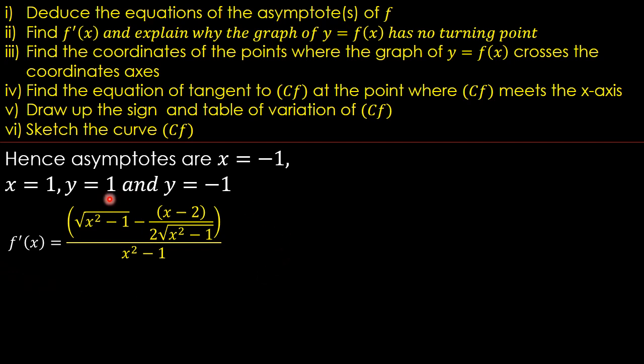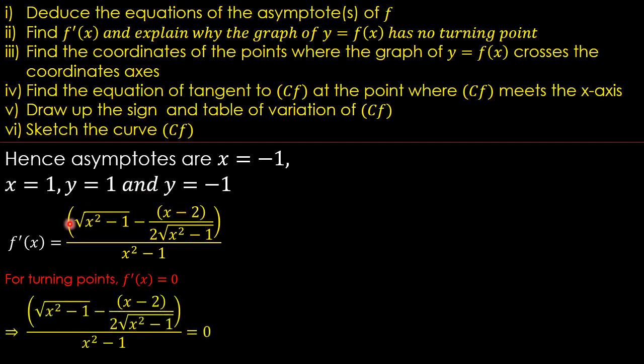Okay, now they want us to explain why the graph of y equals f of x has no turning point. So guys, as you all know, at turning points, let's try to verify if the graph actually has a turning point or not. For the turning point to exist, we know that f prime of x has to be 0.